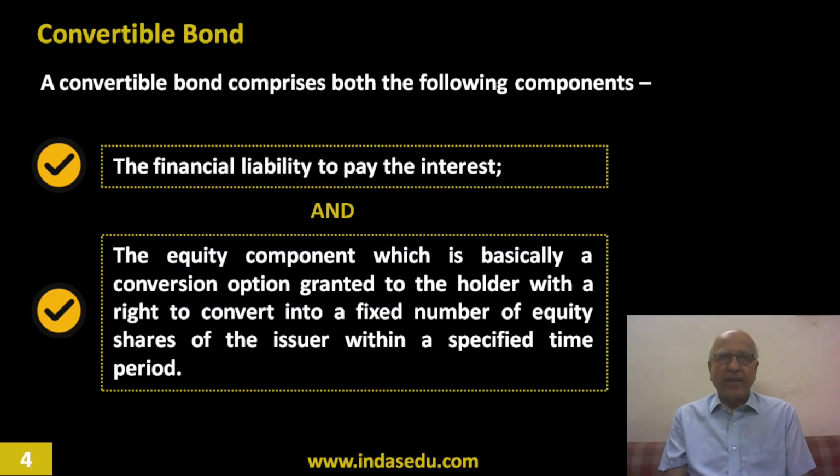So I repeat, when an entity issues convertible bonds, the interest payable is generally much lower than the interest that should have been paid for ordinary bonds. So that is why this is the value of the equity component.